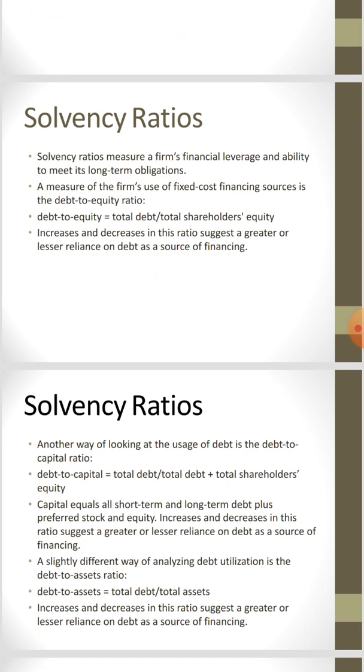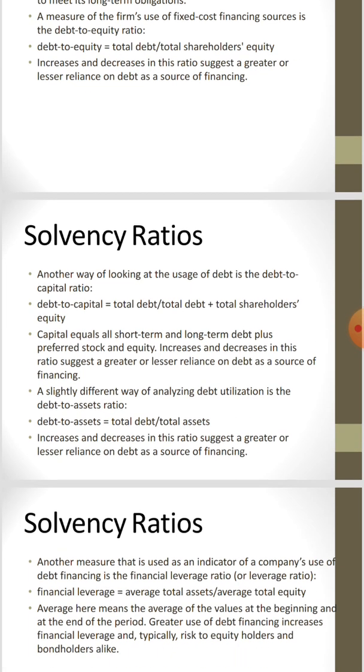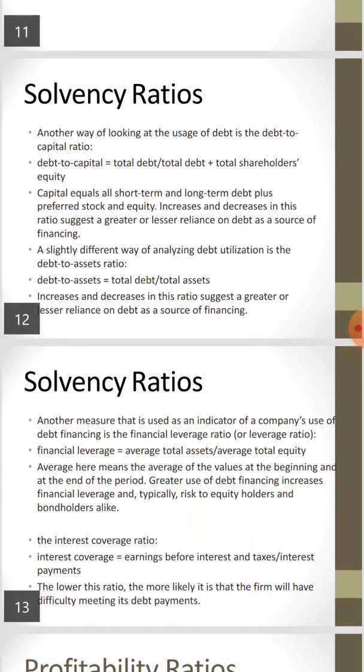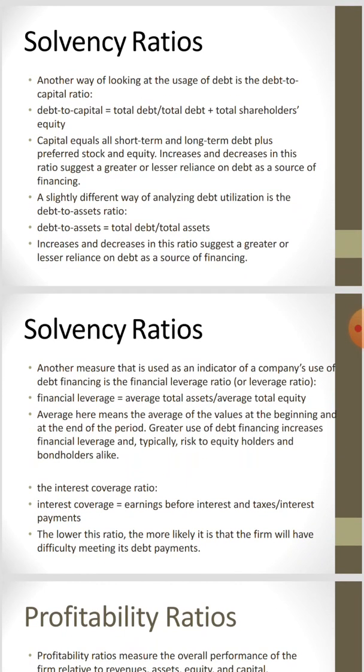So if this ratio is increasing, it means that the firm has a greater reliance on what? On debt as a source of financing. It's using loans, it's using debt to finance its business more than it is using shares. And then we move on from the debt to equity. We also have debt to capital, which is equal to total debt divided by total debt plus total shareholders' equity. We also have the debt to asset, which we get by saying total debt divided by total assets.